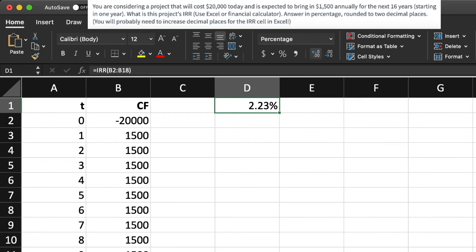But for, say, a corporation or for an individual with a significant cost of capital, that is likely to be much higher than this 2.23%, this would not be considered a good project.